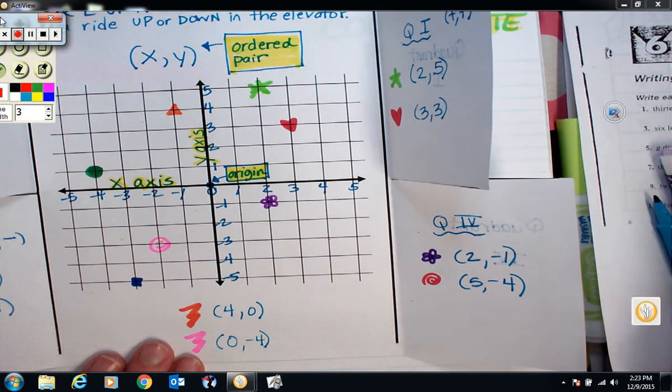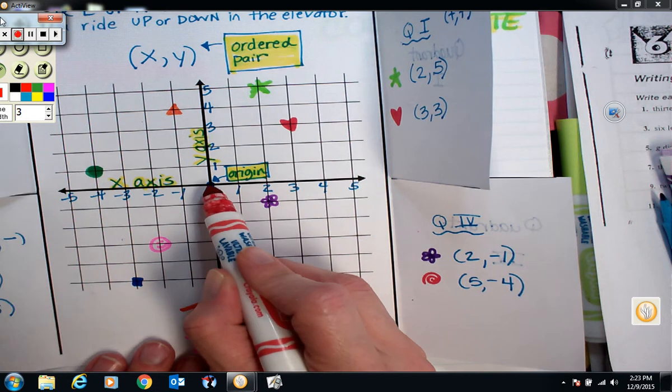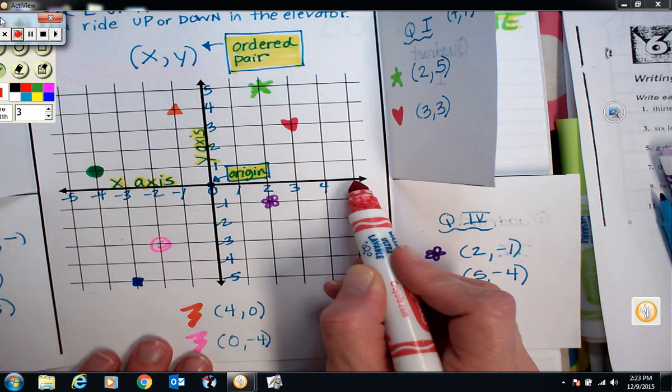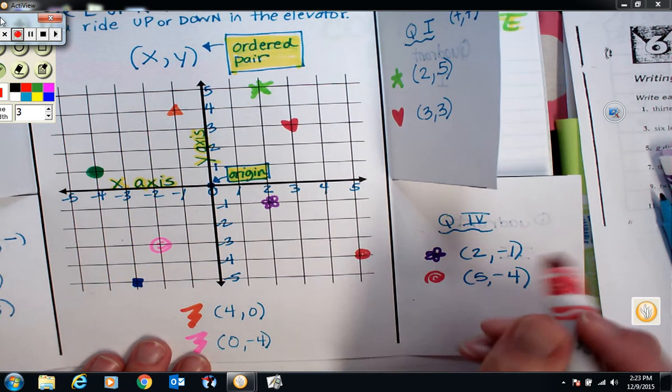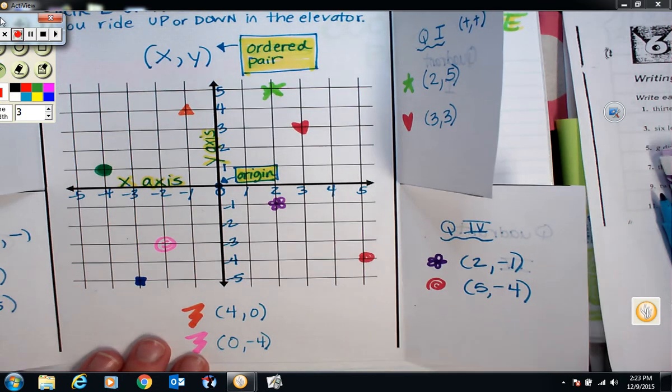And then I want to graph a little swirl at 5, -4. So I'm going to start at the origin, move to the right, +5 on the x-axis, and then down -4 on the y-axis, and locate a swirl right there at 5, -4.